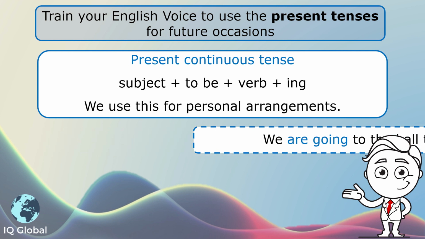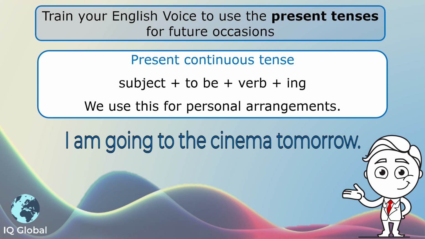Let's have a look at another example. I am going to the cinema tomorrow. The word tomorrow tells me that this is happening in the future. Subject, I, so I used the word am because of the subject, plus verb plus ing, going. And this is for a personal arrangement that I made.